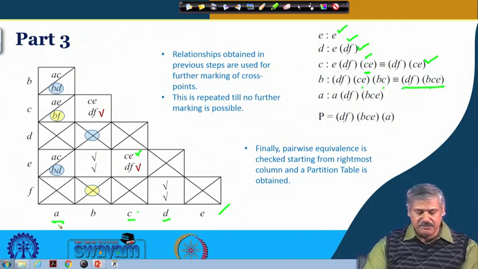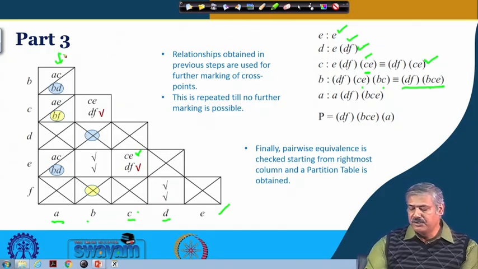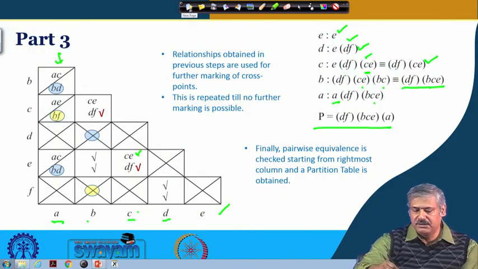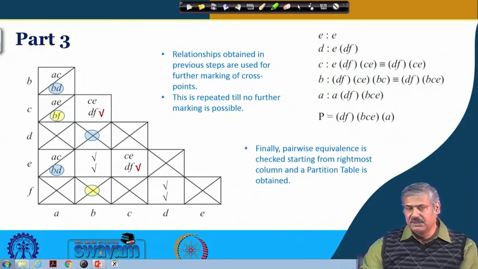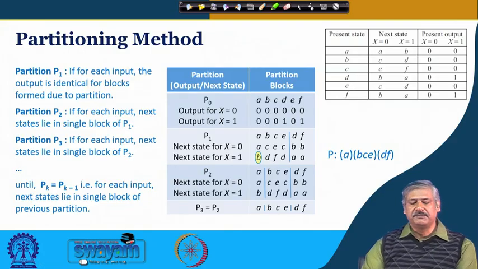And finally, when you come to this column, we see that there is no equivalence along it. So A is required. So A, DF and BC. This is the final partition that we get. Is it fine? The same thing we obtained through the row elimination method also. It has to be, if it is reaching the final minimization. So next we shall look at another method called the partitioning method.